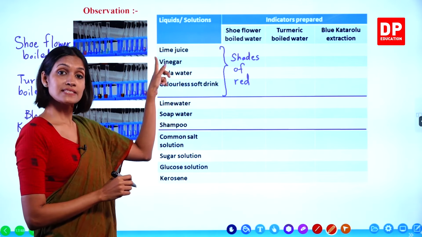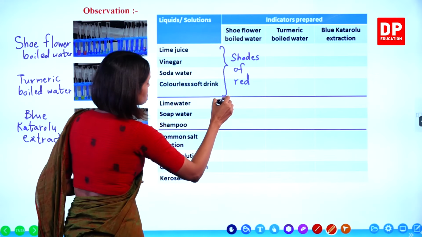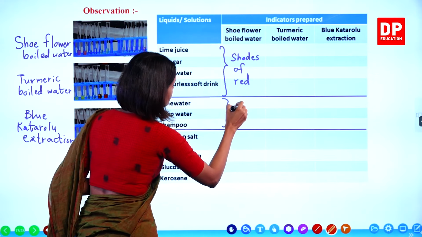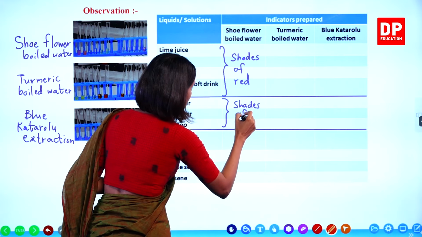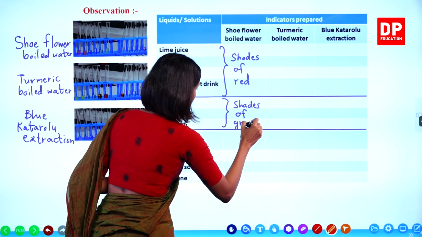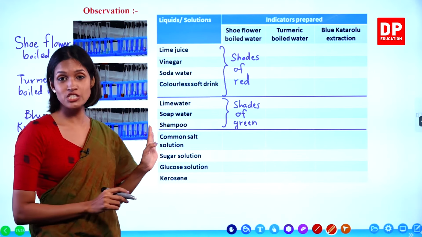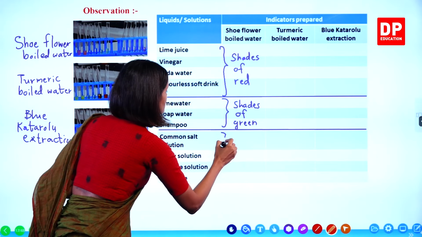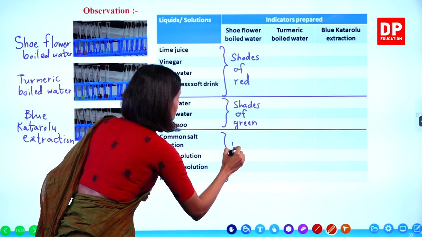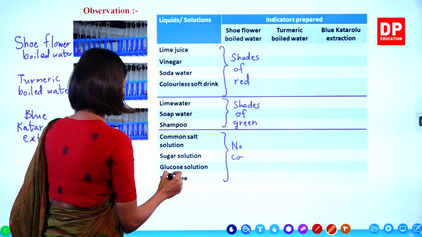And with bases, it's a kind of green color, okay? Shades of green. And what about neutral substances? You all can see no color change. Okay, there's no color change with neutral substances.